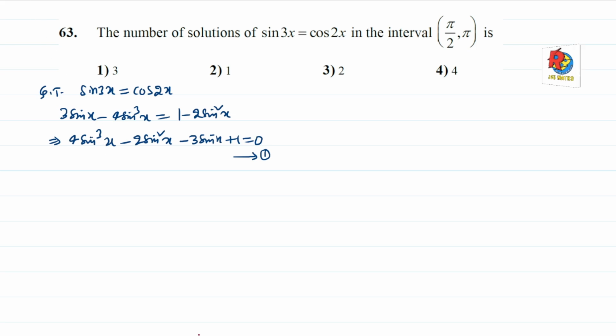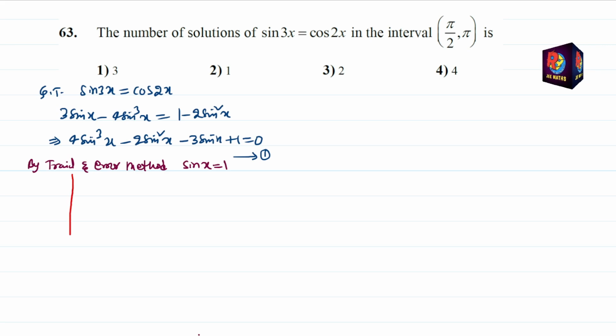Now here you can observe this. This is a cubic equation, so by the trial and error method, we can take sin x value equals 1. If I take sin x value equals 1, it will be satisfied. Just observe this, it will be satisfied. Therefore, we need to do synthetic division, or Horner's method.